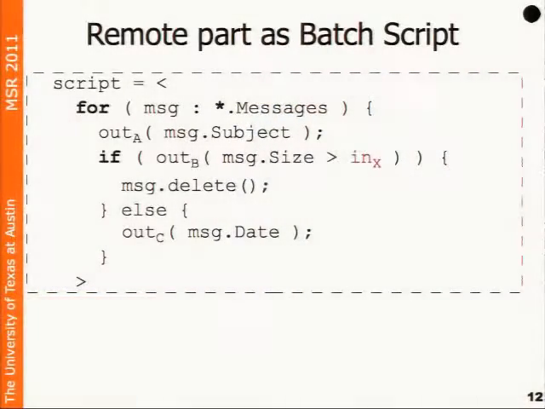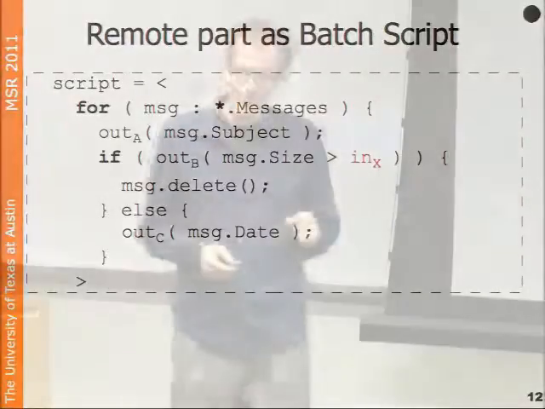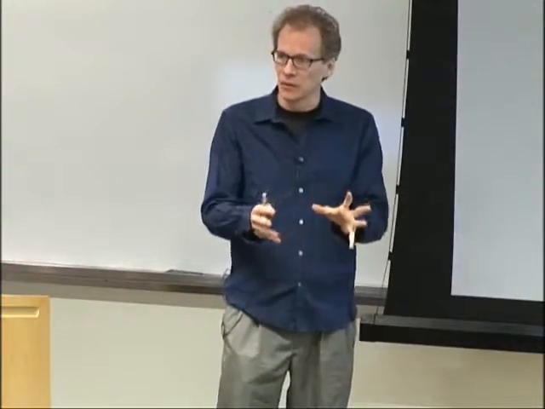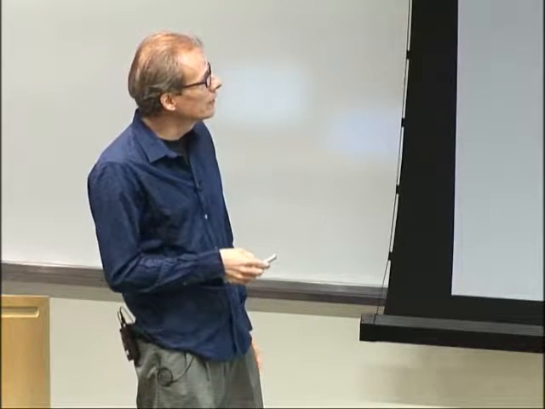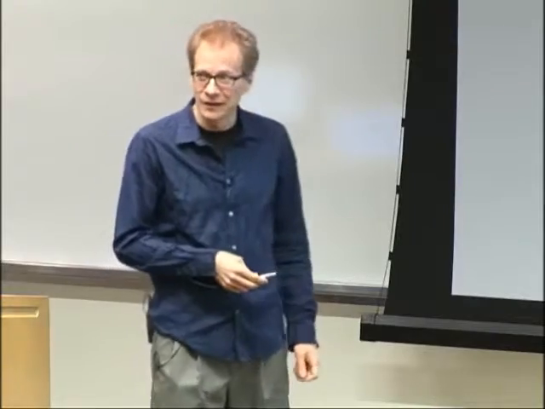So here's the code, and by slashes on this slide, it means that this is generated code. No programmer would ever write this. This is what the compiler generates. So it creates a script in some way, an AST of a script, and it captures the subject always. It captures the Boolean of whether the size is greater than this input named x, and it deletes the message if so. Otherwise, it outputs the date.